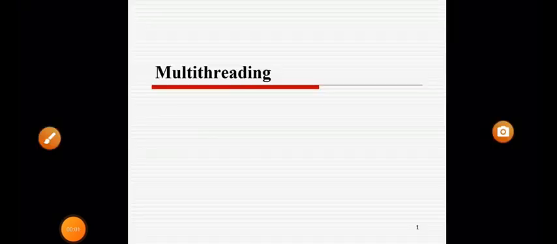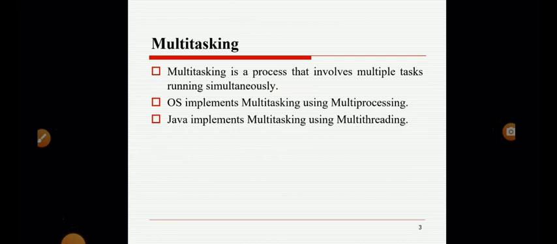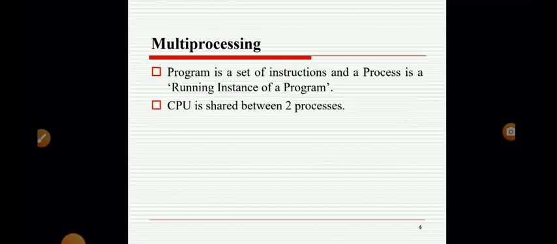In this lecture, we are going to discuss multi-threading. So what is multitasking? Multitasking is a process that involves multiple tasks running simultaneously. That is, multiple processes running simultaneously is what we call multitasking. The OS implements multitasking by using the multi-processing concept, and Java implements multitasking by using the multi-threading concept.